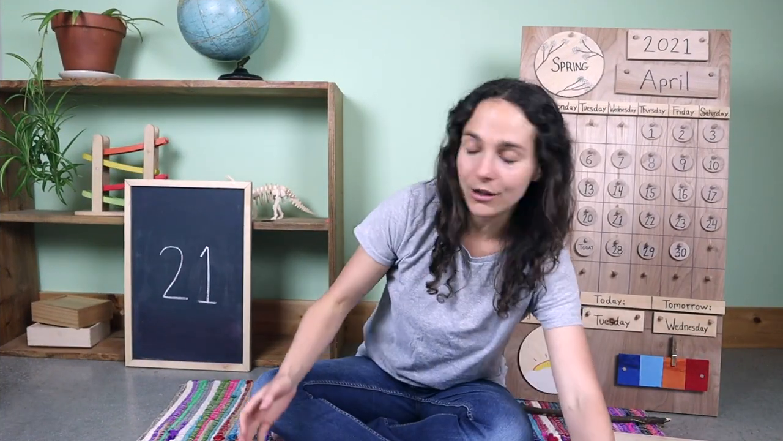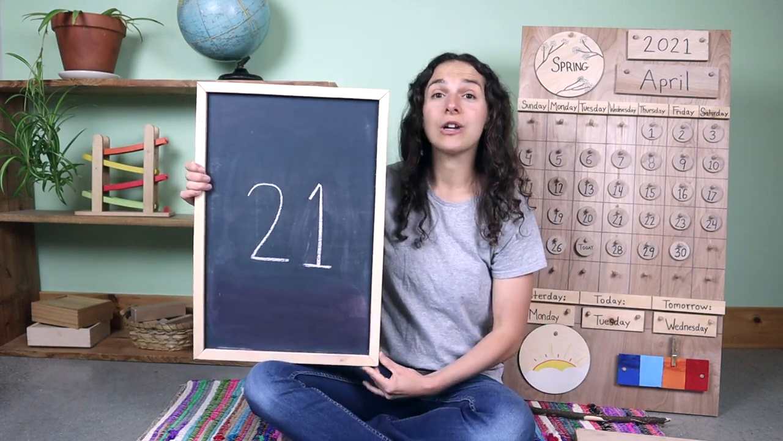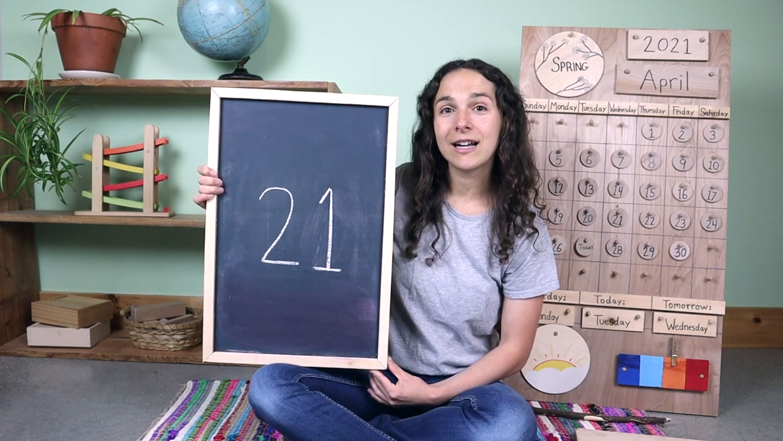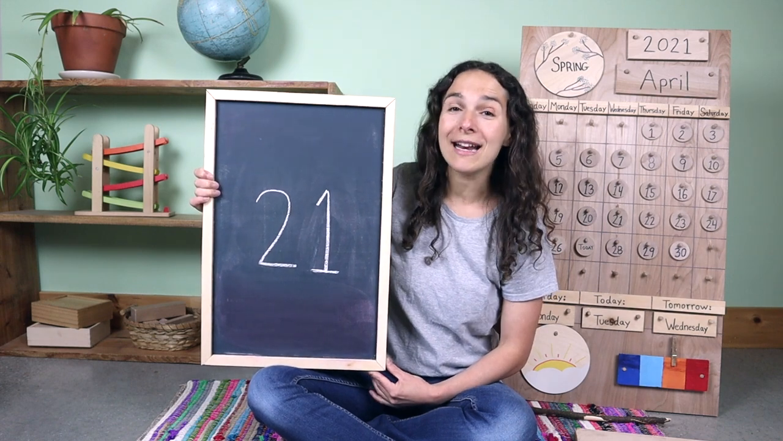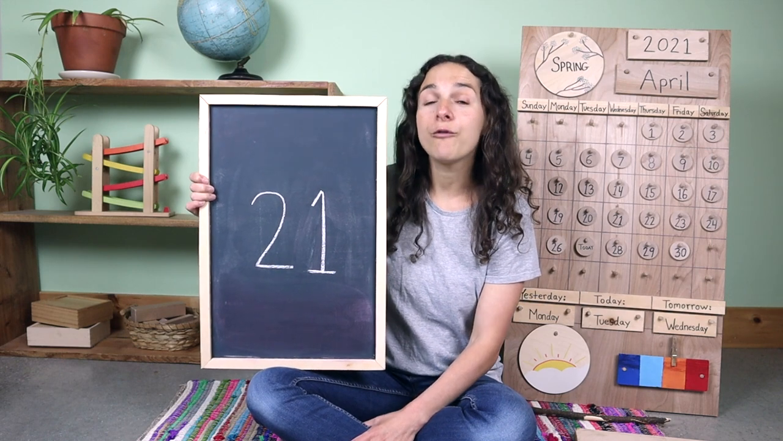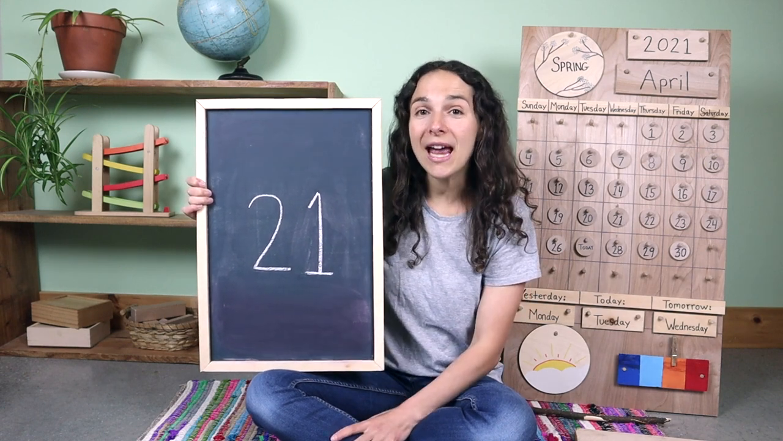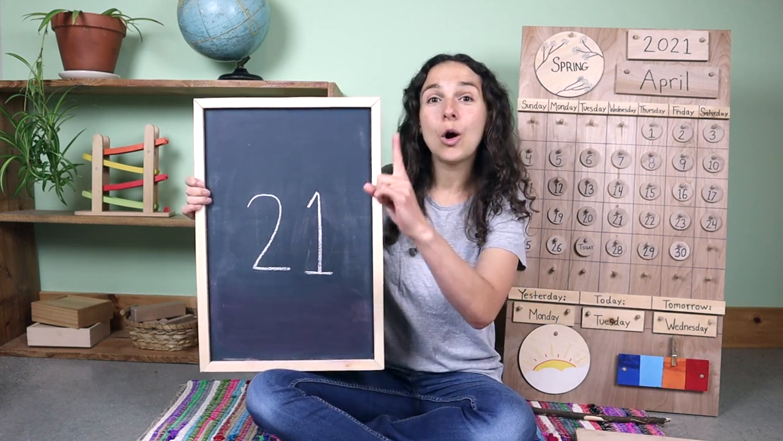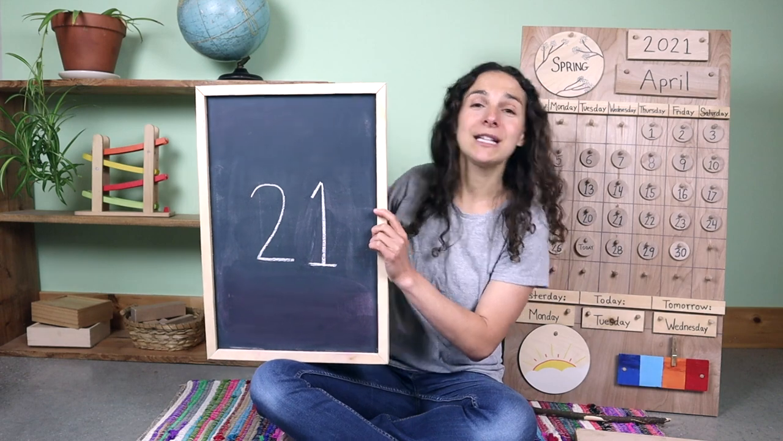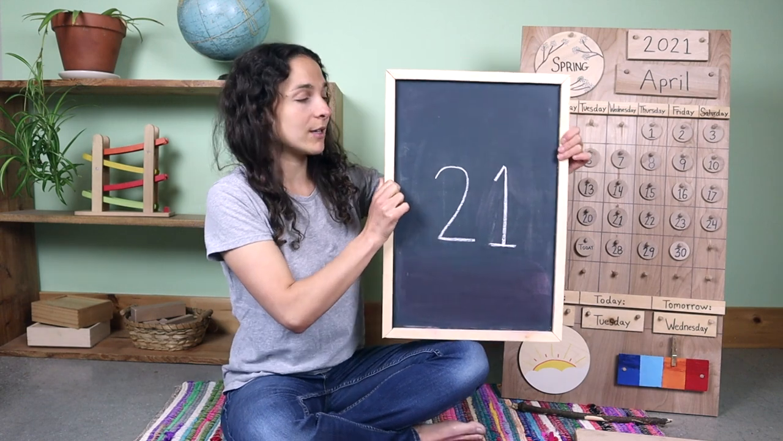And now let's take a look at the number of the week. Yesterday, we also learned a new double-digit number. Do you remember what number this is? 21. This is the number 21. When you write the number 21, first you write the number 2, and then you write the number 1. 21. Let me grab my piece of chalk so that we can count 21 tally marks together.